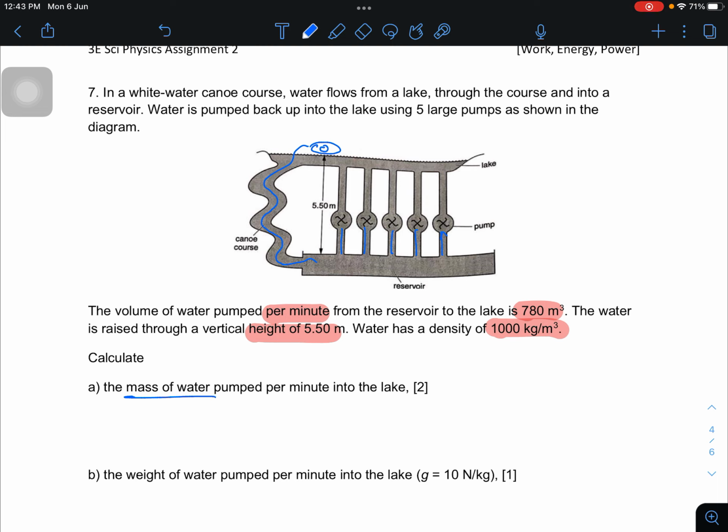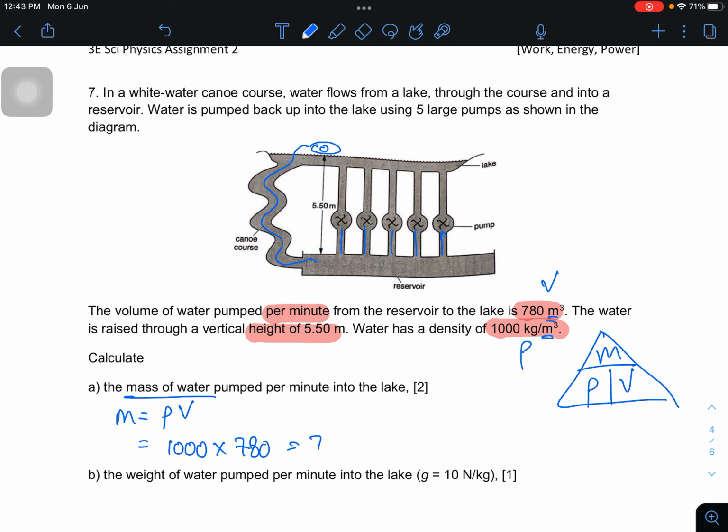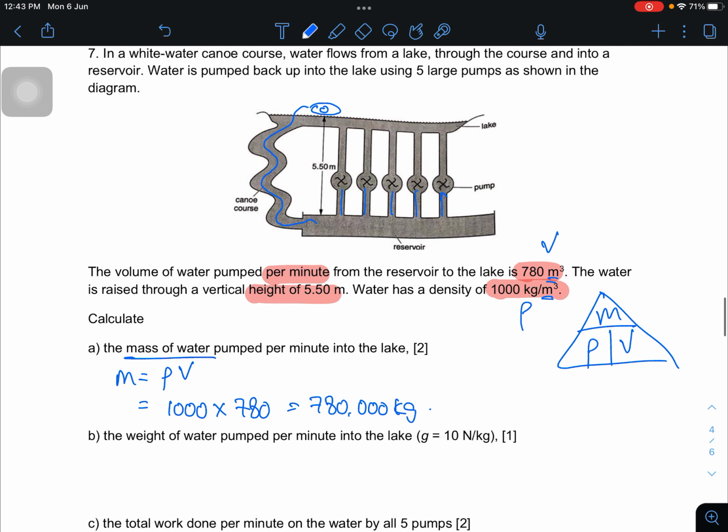How do I find the mass of water? I'm given the volume, I'm given the density. What is the formula? I hope you find this familiar. Mass equals rho times V. Density is 1000, V is 780. Make sure they tally on the unit. In this case they do. So it's 780,000 kg. Every minute, almost 1,000,000 kg of water is pumped up from the reservoir to the lake. All right, 780,000 kg.